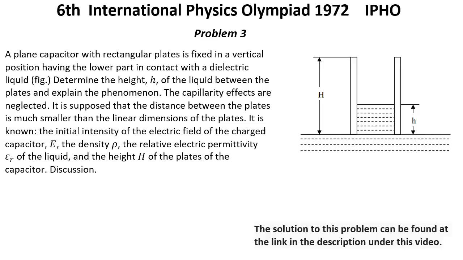It is known the initial intensity of the electric field of the charged capacitor E, the density rho, the relative electric permittivity epsilon r of the liquid, and the height big H of the plates of the capacitor.